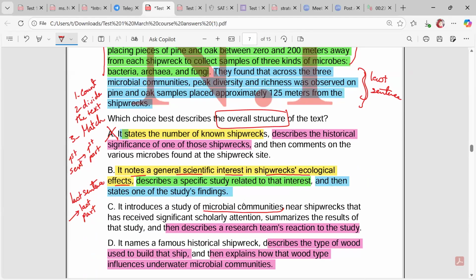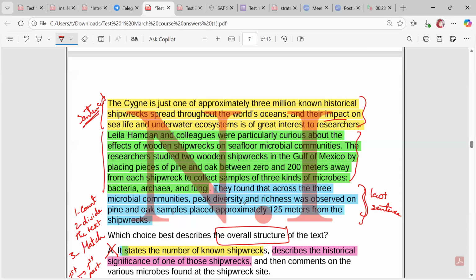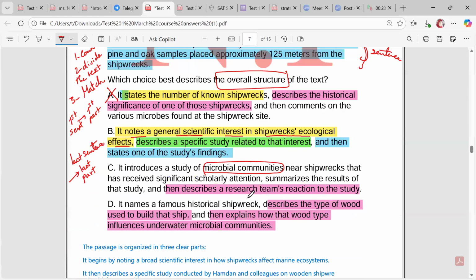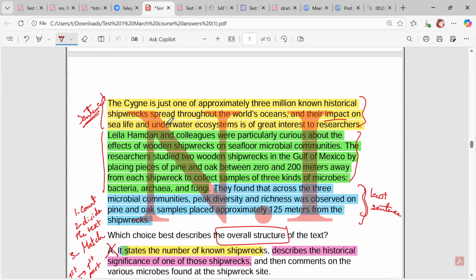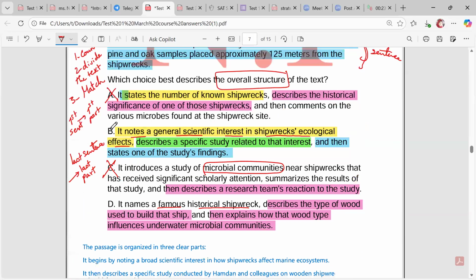It didn't mention microbial communities at all in the first sentence. Maybe it's mentioned later, but in the first sentence, no, it's not mentioned. It names a famous historical shipwreck. Okay, it names this one famous shipwreck. No problem. So now I'm stuck between B and D.